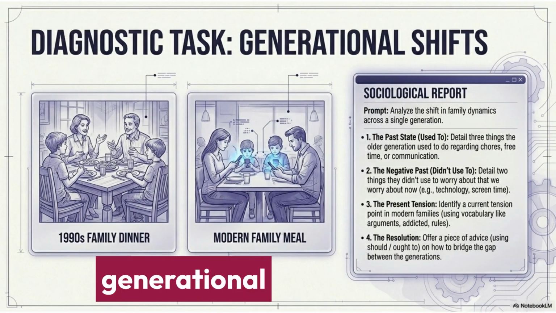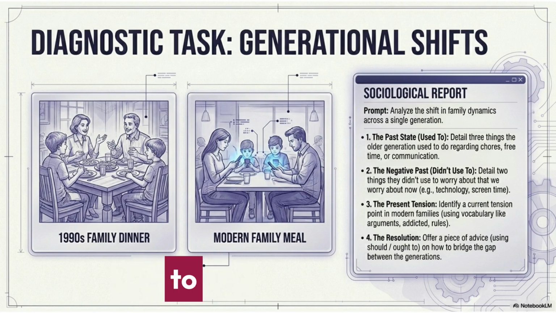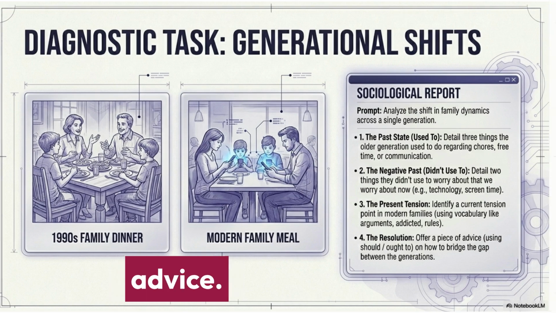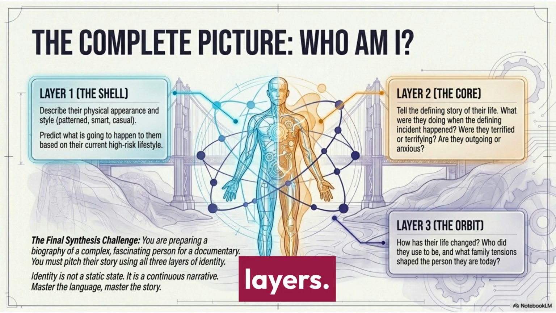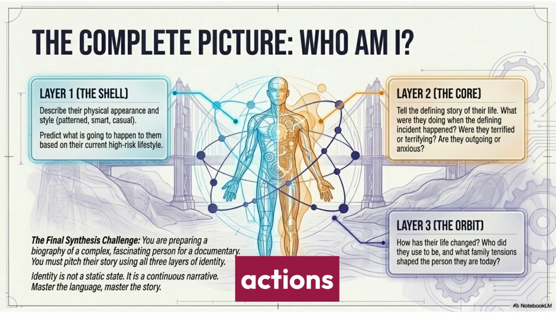Apply this to generational shifts. Analyze the differences between a 1990s family dinner and a modern meal. Use these structures to report on changing family dynamics and offer your own advice. Now it's time to combine everything into one complete identity profile. Think of identity as 3 connected layers. Layer 1 is the shell. Describe the person's appearance, clothing, current actions, and possible physical risks.